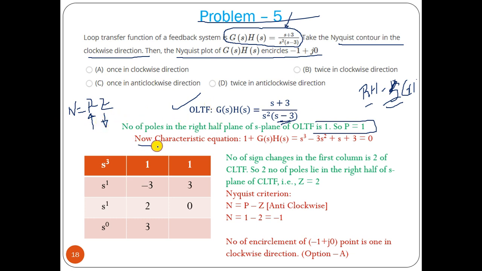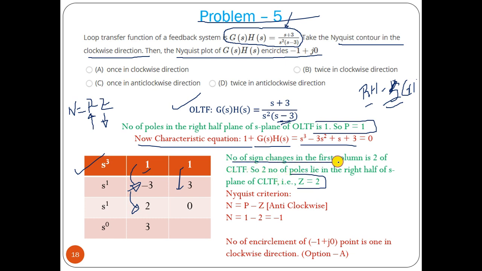So we can find the characteristic equation, that is 1 plus GSHS equal to 0. If you find 1 plus GSHS, this is the equation. Now from that you can apply the Routh stability criterion. So we can form the Routh table, that is 1, minus 3, 1, 3. So it will be minus 3, minus 3, minus 6 by minus 3, 2, then it will be 3. Here we can see the sign changes, plus to minus and minus to plus, two sign changes. So z equal to 2.